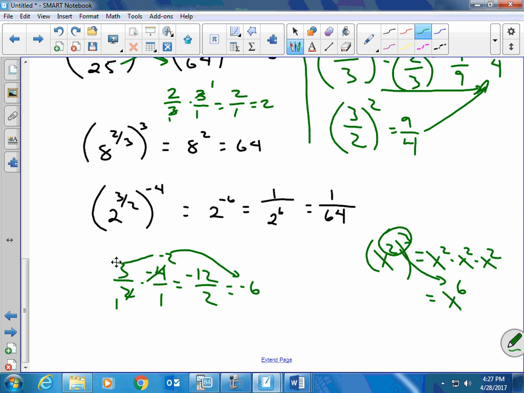Now from earlier, the negative exponent means 1 over, so I get that. And 2 to the 6th is 64, because 2 times 2 times 2 times 2 times 2 times 2 gives me 64.